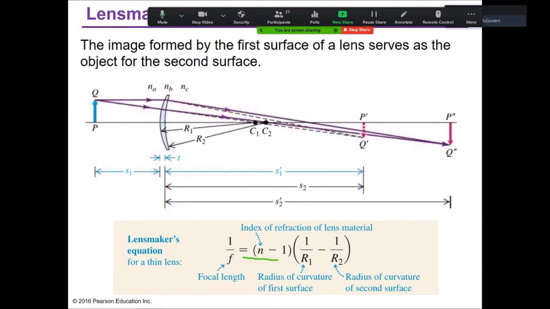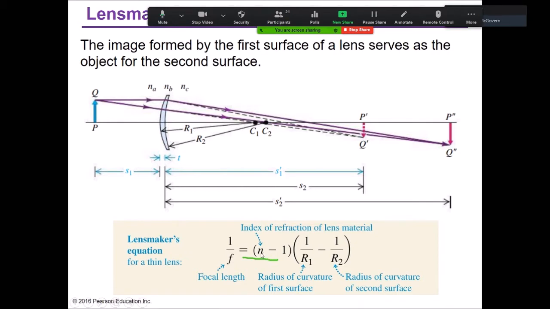So anyway, this is a convergent lens here. You see the P prime ends up being the object, the image from the first surface, which is now the object for the second one, and then the P double prime is the ultimate image that's formed from both of them.